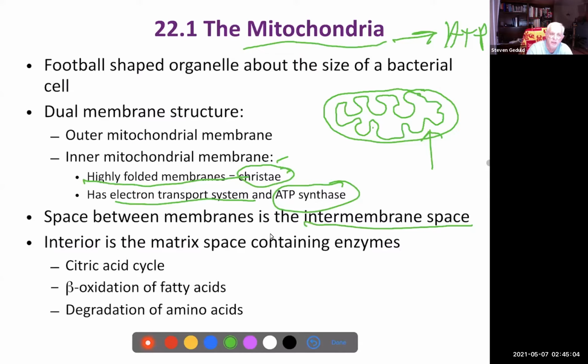The interior is a matrix space where your enzymes are contained. This is your interior portion. This is where all the enzymes are. You have what's called the citric acid cycle, which we're going to talk about, the beta oxidation of fatty acids, and the degradation of amino acids. The degradation of amino acids only occurs in times of starvation, like we said before. So: citric acid cycle, beta oxidation of fatty acids, and the degradation of amino acids.